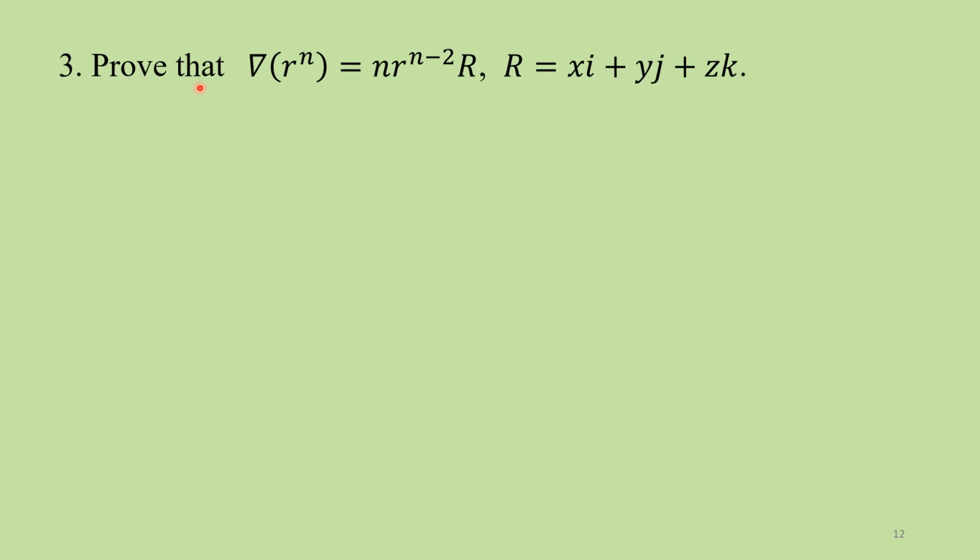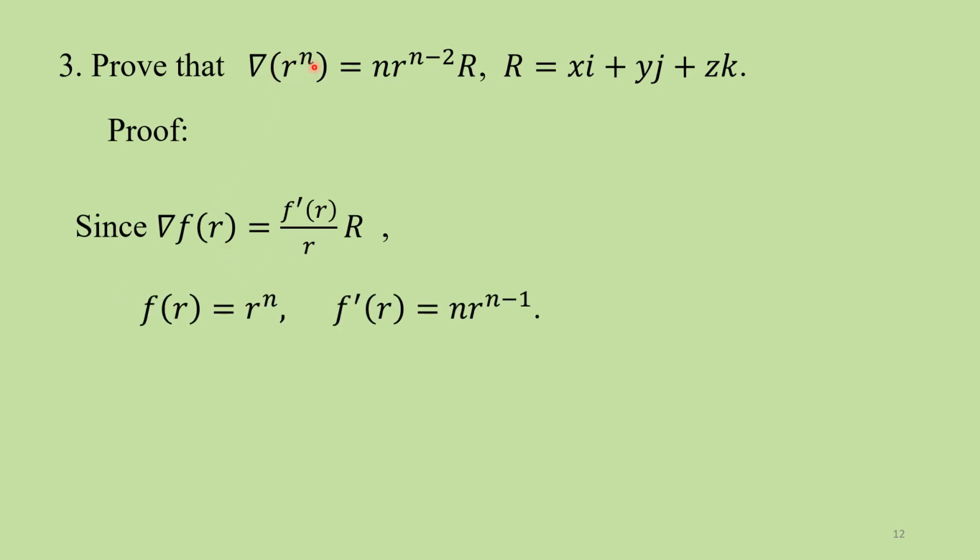So the third problem is the gradient of r power n. I have to prove that it is n r power n minus 2 into vector r, where vector r is xi plus yj plus zk. The previous problem was del square of r power n. Now it is del of r power n. So for the gradient of r power n, since again it is a function of r, I can use the result del of f of r, which is nothing but f dash of r by r into vector r. By using this result I can prove that.